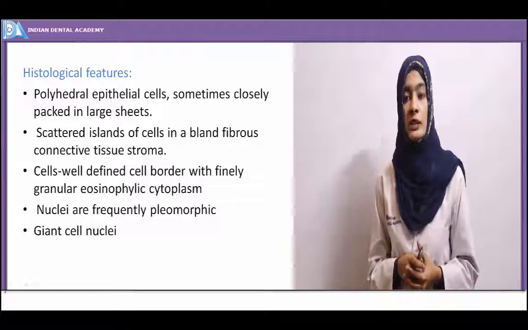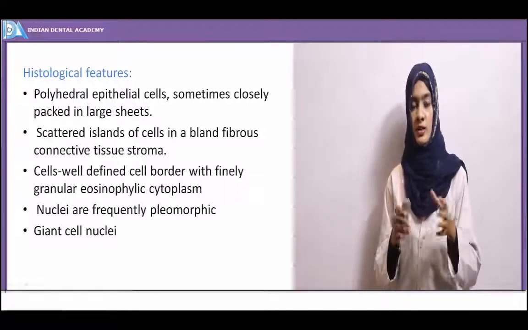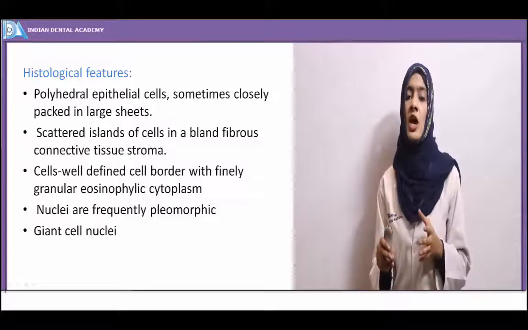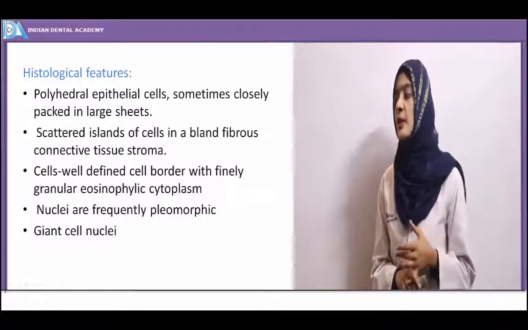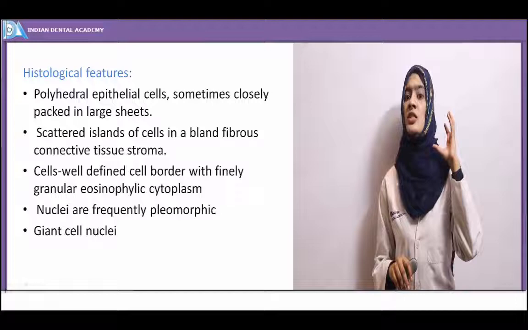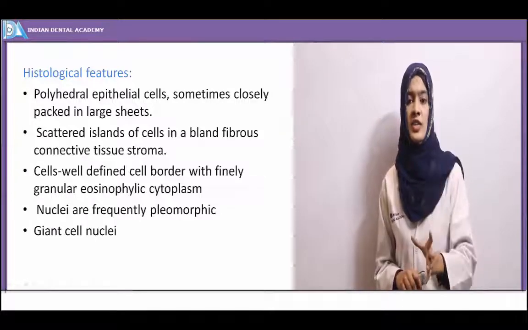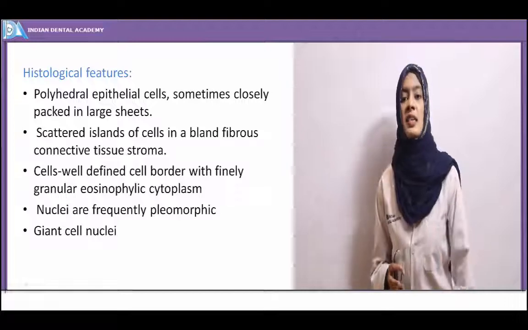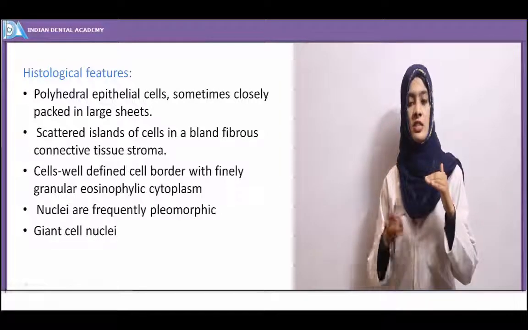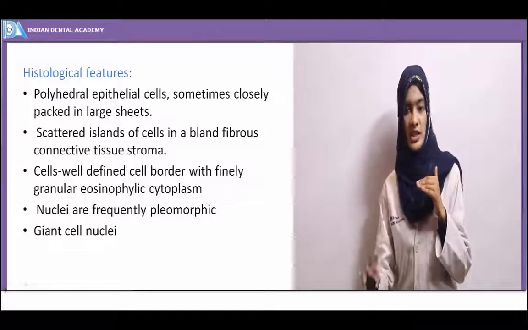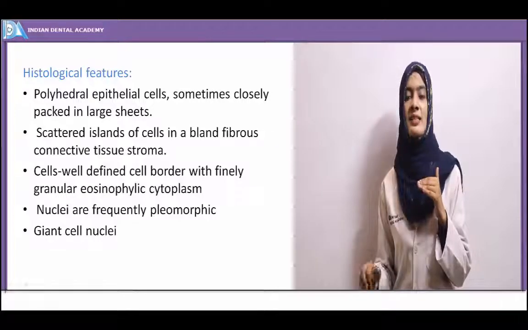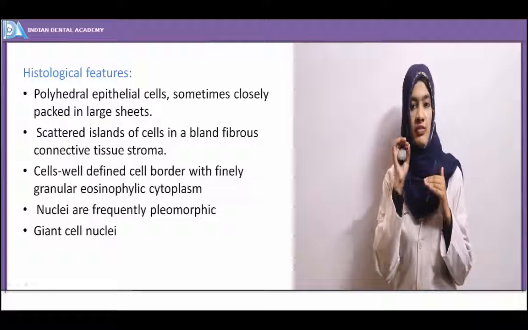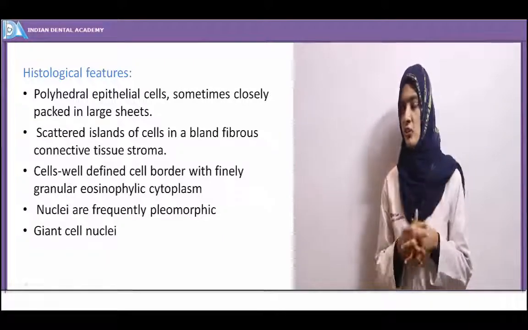So how are the tumor cells? The tumor cells have a well-defined border. They have prominent nuclei, and the intercellular bridges are also very prominent. The cytoplasm shows finely granular eosinophilic cytoplasm. The epithelial islands, that is the tumor cells, are arranged in cords, sheets or islands, and the cells are very prominent with a well-defined cell border, the characteristic of tumor cells.